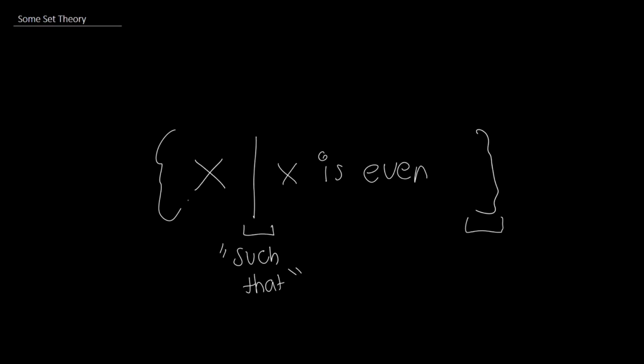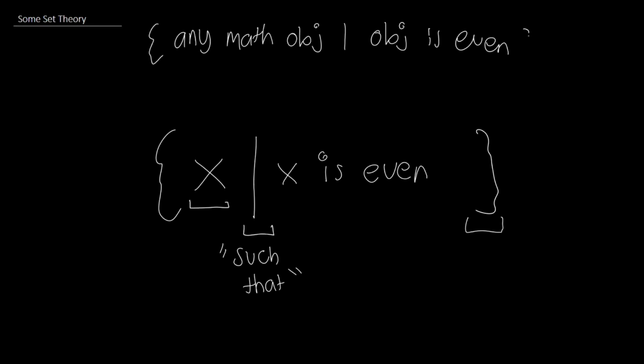I want to elaborate on what X means. X here is basically a different way of saying any mathematical object. So what I mean by that is we can have another set at the top here, and I can write any mathematical object such that that object is even, and there will be no difference at all between the set at the top and the set at the bottom. Both of them will contain objects which are even, so both of them will contain 2, 4, 6, 8, and so on, and they are equivalent in that way.